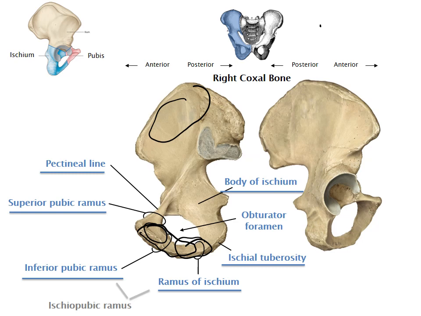Lastly, the large opening created by the superior pubic ramus, the ischiopubic ramus, and the body of the ischium is the obturator foramen. In life, this foramen is covered by a membrane. I'll just draw that in here. So it's covered by a membrane, and through an opening in the membrane called the obturator canal pass the obturator nerve and the obturator artery.